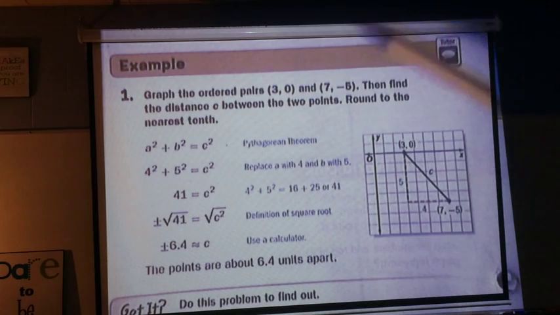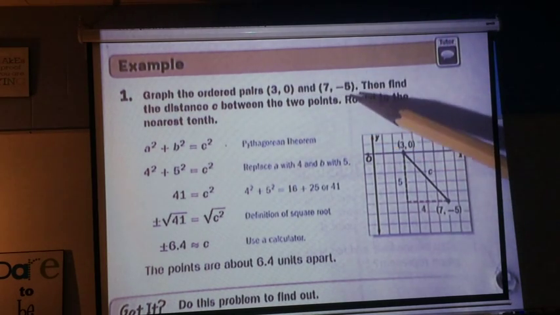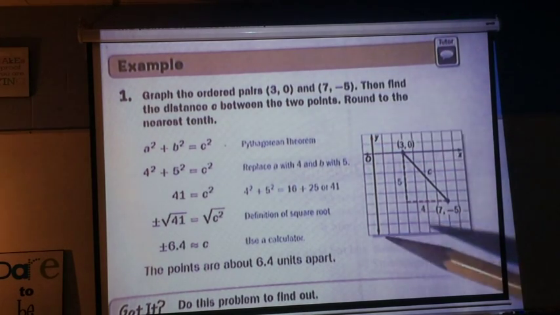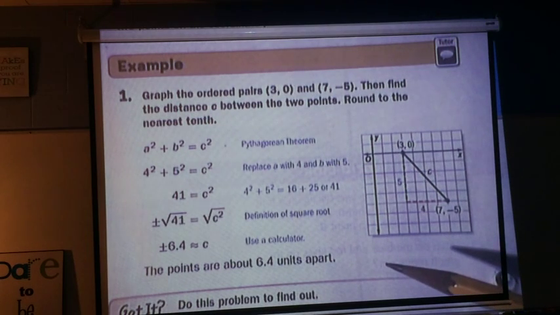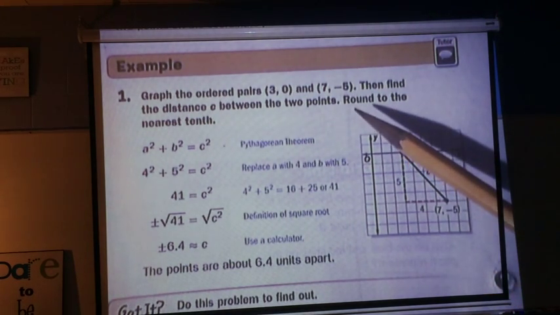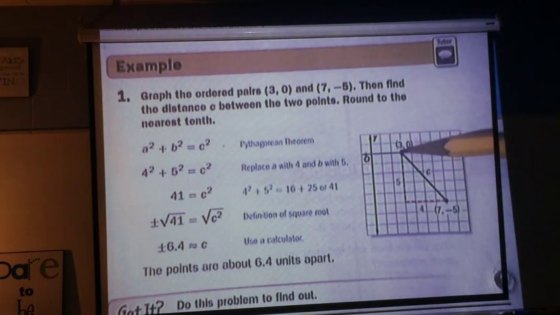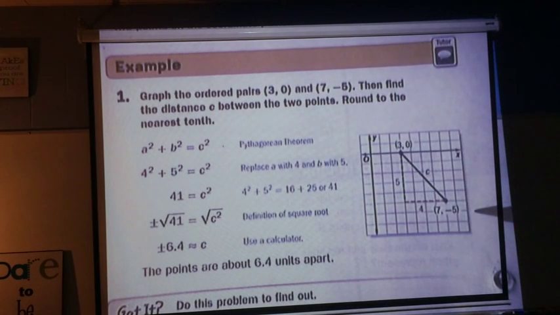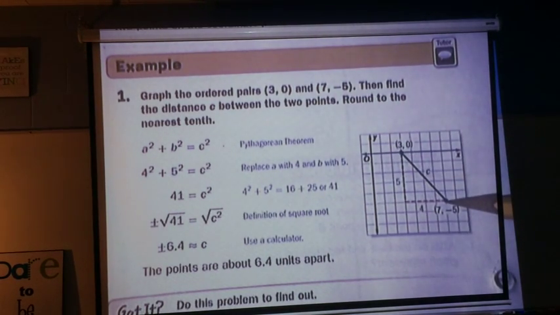We're going to graph the ordered pairs (3, 0) and (7, -5), and then find the distance c between the 2 points. We'll round to the nearest tenth. To locate (3, 0) on the coordinate plane, we're going to go 3 units to the right and 0 units up or down. To plot the point (7, -5), we would go 7 units to the right and 5 units down. We're going to try to find the distance between these 2 points.